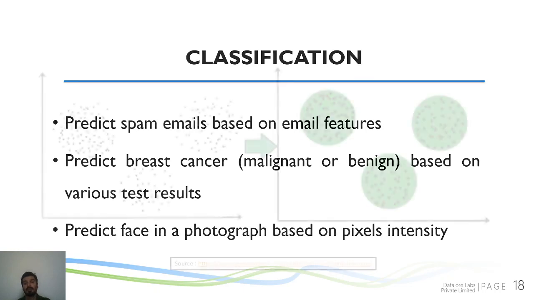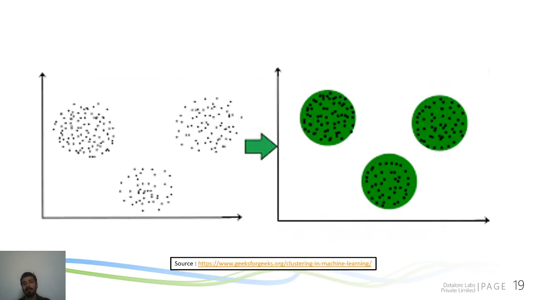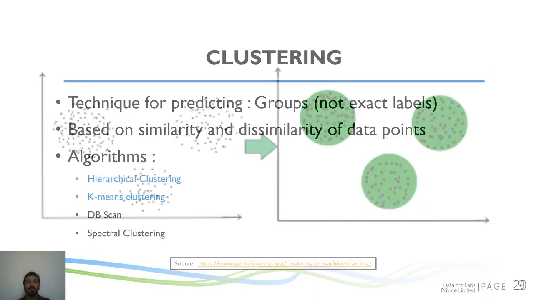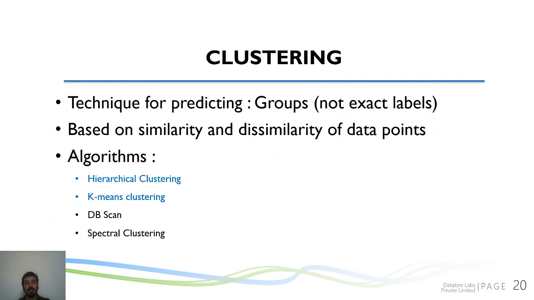Then comes an unsupervised algorithm, where we have data points, and we don't have any outputs associated with these inputs or these data points. What we want to do here is just group them into different groups. This is called clustering. It's a part of unsupervised learning algorithms, because we are not supervising the algorithm as to what exactly to learn. So basically clustering is a technique for predicting groups.